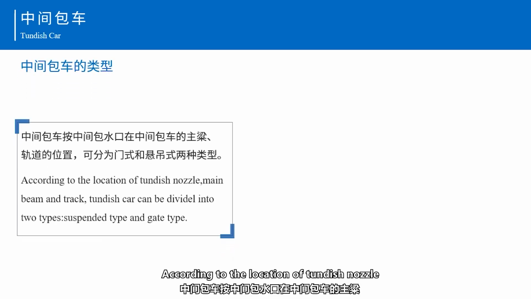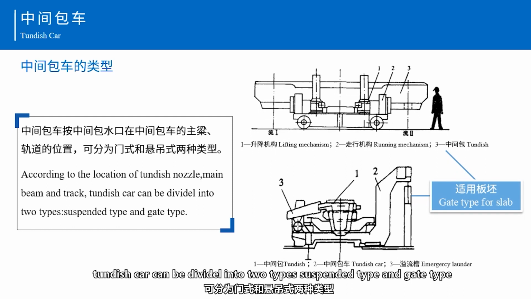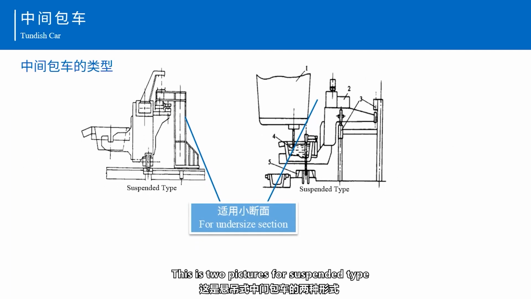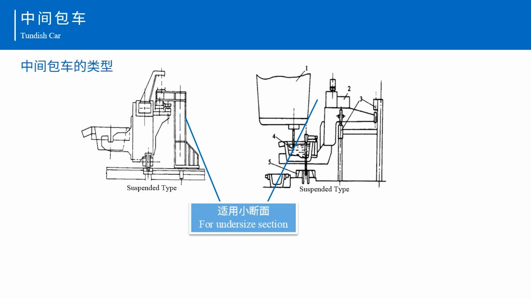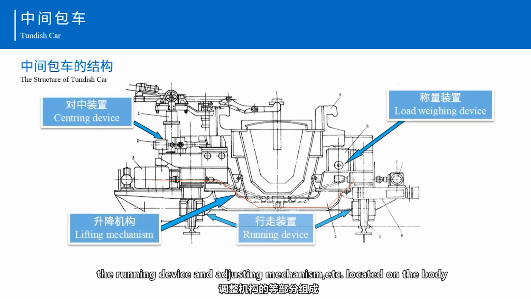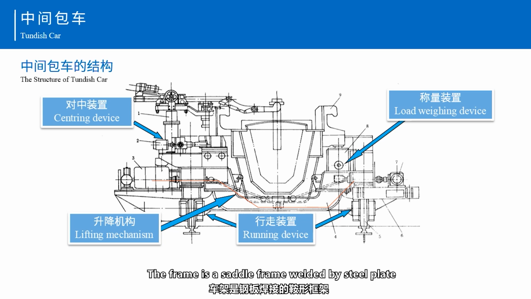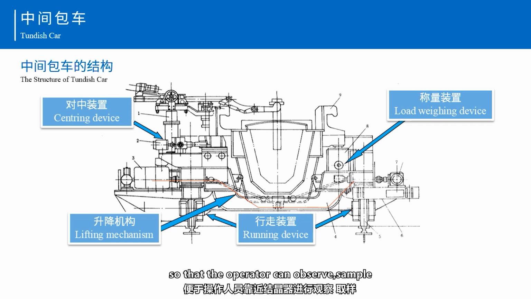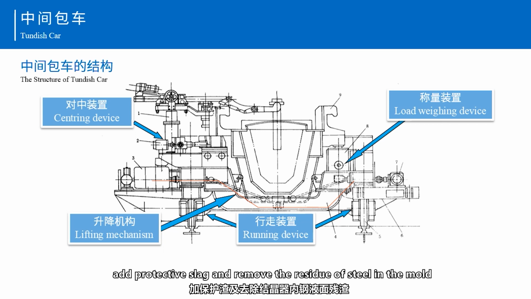According to the location of tundish nozzle, main beam, and track, tundish car can be divided into two types: suspended type and gate type. This is two pictures for suspended type, which is suitable for inside section. The tundish car is composed of the frame, the running device, and adjusting mechanism essentially located on the body. The frame is a saddle frame welded by steel plate, which makes enough space around the submerged nozzle of the tundish, so that the operator can observe, sample, add protective slag, and remove the residue of steel in the mold.